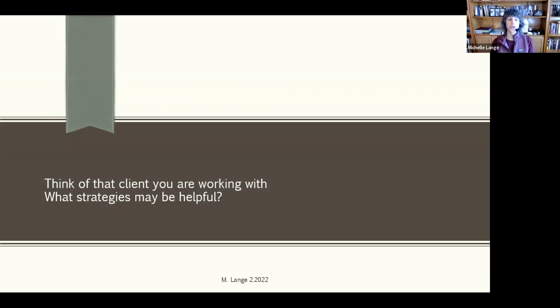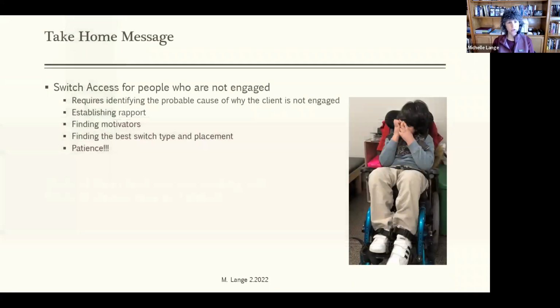I also want to encourage you, if you've been jotting down any notes throughout this, to think of that client that you identified at the beginning of this course. If there were some strategies, some ideas of things you want to try with them, jot it down so you won't forget, because after this course, you're probably going to have to jump right back into work and you'll be scratching your head later and saying, what was I thinking about?